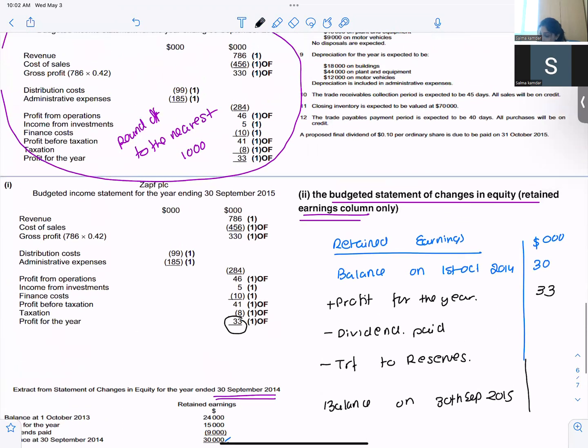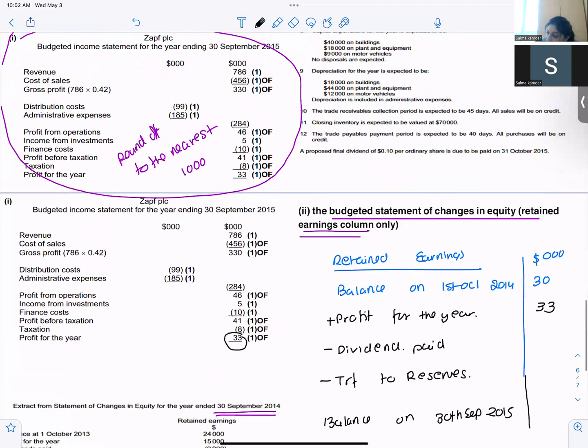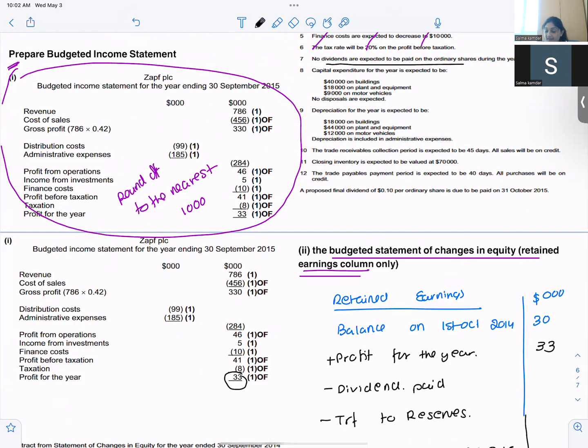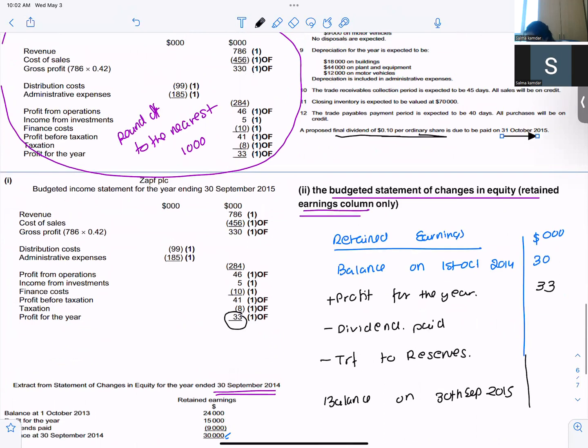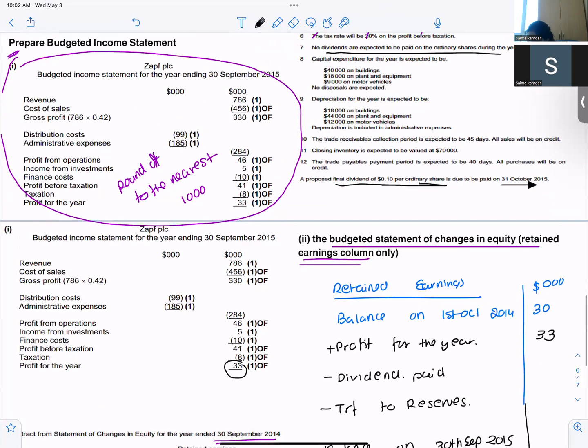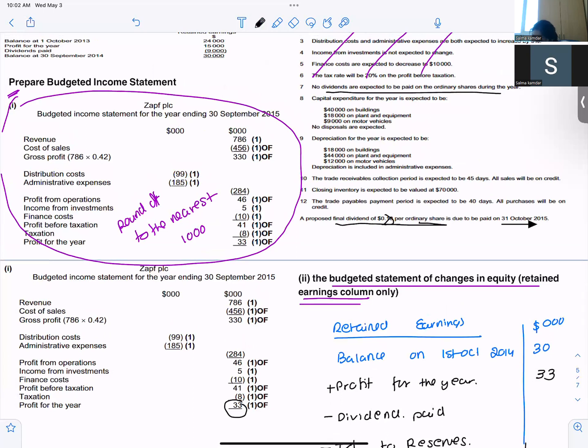Let's look at dividend paid. They say that no dividends are expected to be paid on the ordinary shares during the year. But there is a proposed dividend of 0.10 per ordinary share that is going to be paid on 31st of October 2015. Due to be paid on 31st October 2015, that means after the 30th of September. So this dividend will not come.